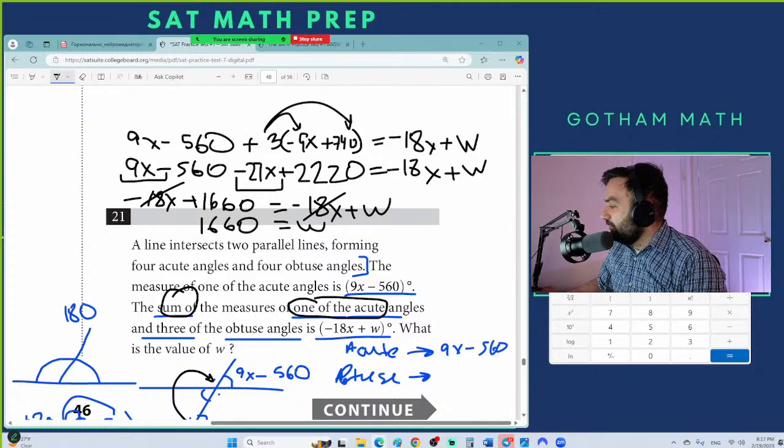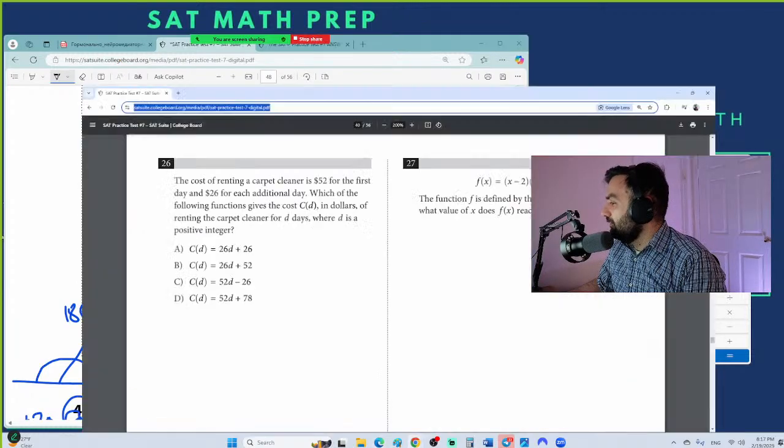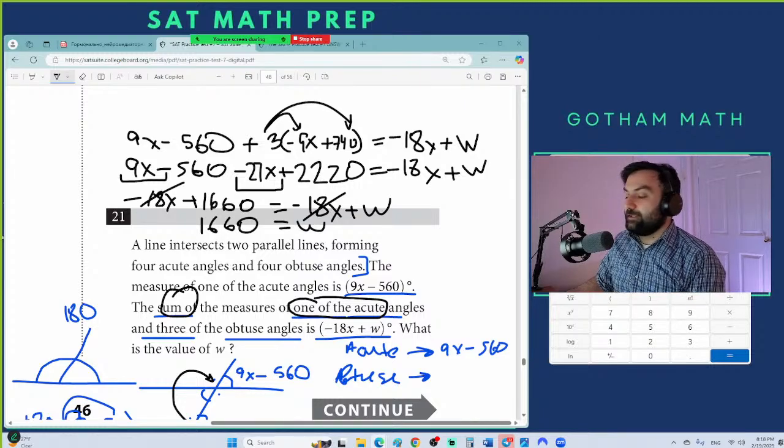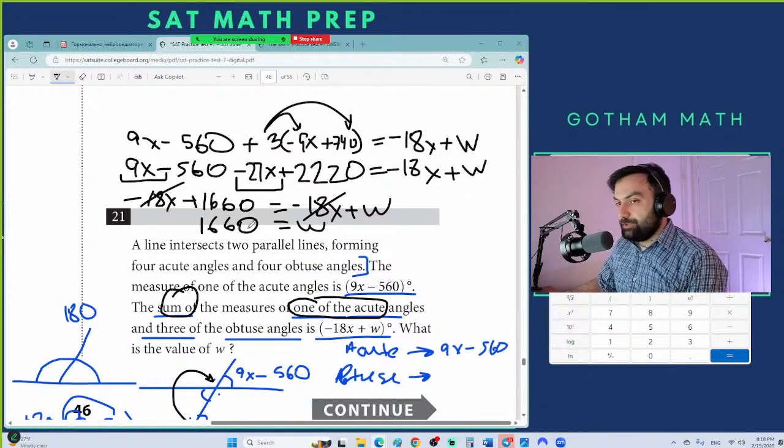I can confirm that this is the answer because, as you guys know, I don't pre-solve these questions, but let's see if it's true. Oops. I'm checking right now. Okay. This is question number 21. Yes, that's correct. 1660 is the answer.